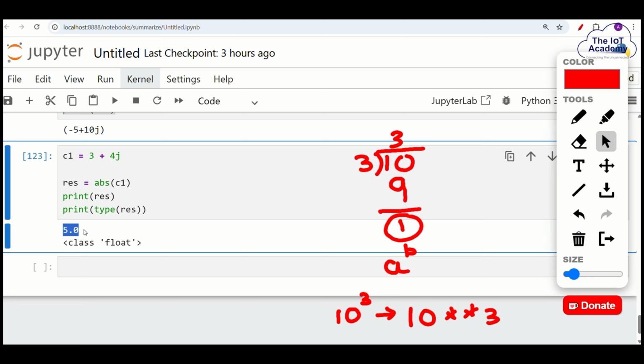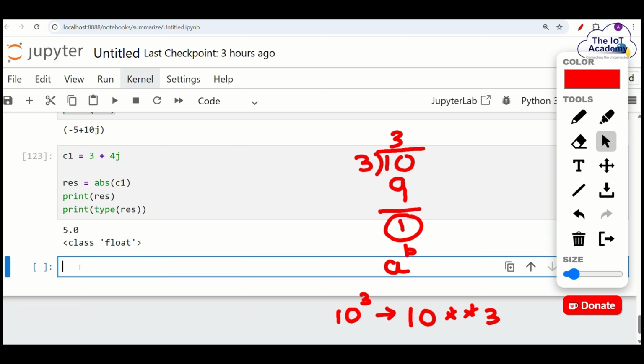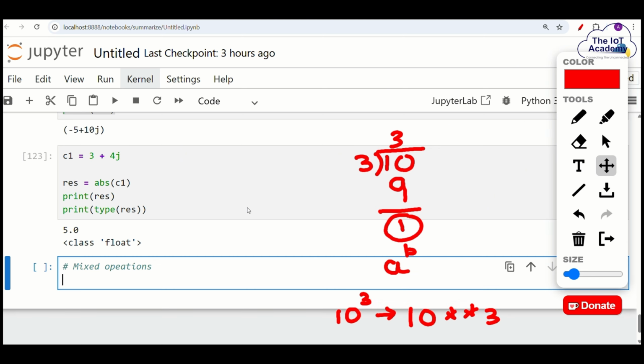Next one, mixed operation. So mixed operation basically refers to when you are multiplying an integer with a float, or a float with an integer, or adding or subtracting two different types of numerics. So what exactly is your final result? Okay, so that depends. Let's look at some examples that'll make more sense. And by the way, most of this stuff is fairly intuitive. So let me just show you how.